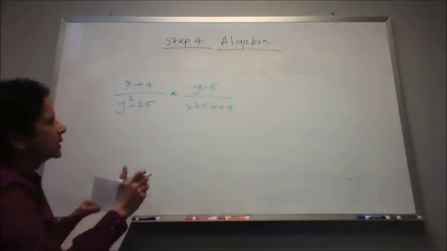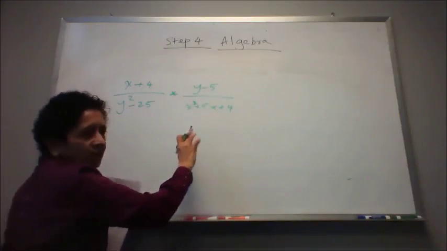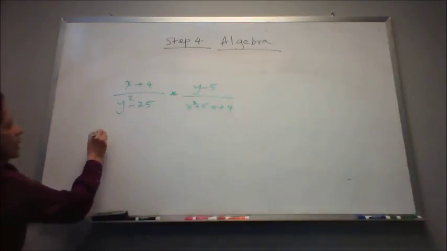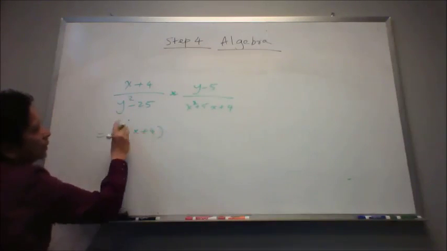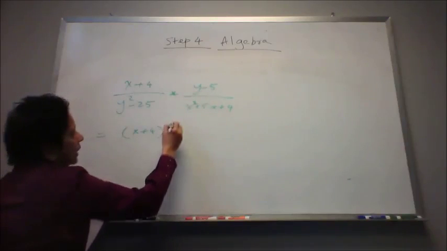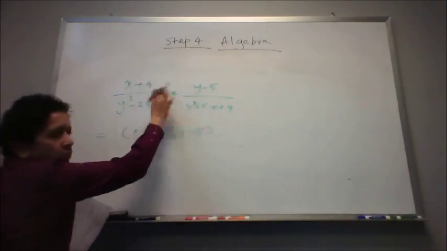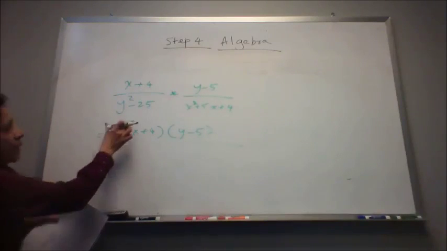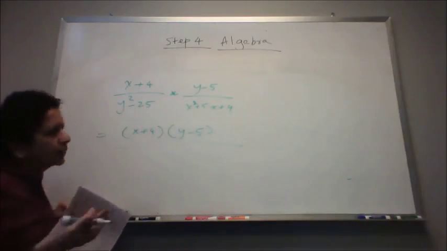The only difference is whenever you are dealing with the rational expressions, you want to factor them, okay? So here on the top, I have x plus 4. So when you multiply, it's x plus 4 times y minus 5 on the top. So that's the top, multiply the two tops, okay? Then at the bottom, you multiply the two bottoms, but then you want to factor them, okay?